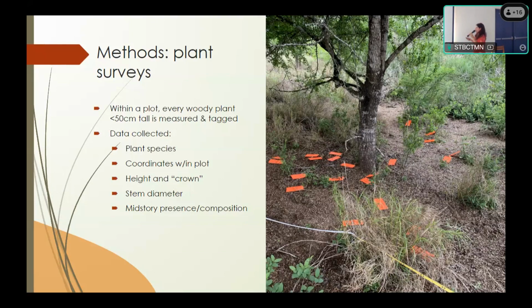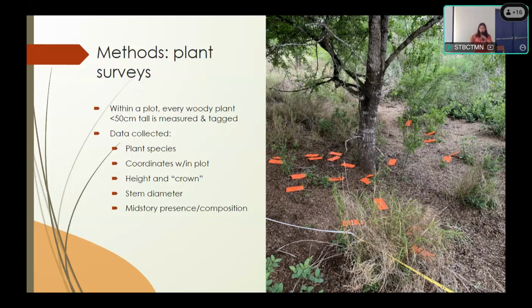So the data that I collect is the plant species. So we find a plant, it's under 50 centimeters. First thing is, what plant is this? Well, let's say it's a guayacan. And then the next thing is we take coordinates within the plot. So every plot that we make, it's either a square or a rectangle, and we set up these super long meter tapes so that our plot has an X and a Y axis, and then we use that to make a coordinate system. And then we measure the height and the crown of the plant.